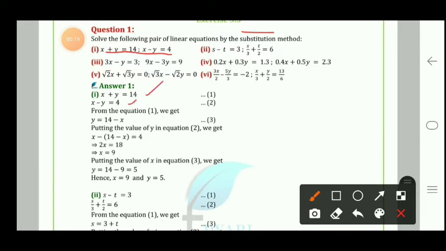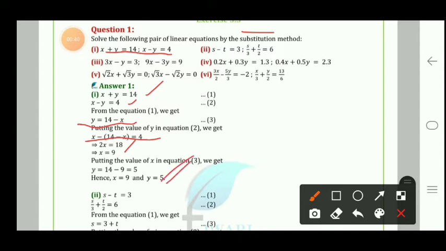From equation 1 we can write y is equal to 14 minus x. Now putting this value in equation number 2, we get x minus (14 minus x) is equal to 4. So we have 2x is equal to 18, that is x is equal to 9. Putting the value of x in equation 3, we get y is equal to 14 minus 9, which is equal to 5. x is equal to 9 and y is equal to 5 is the required answer.